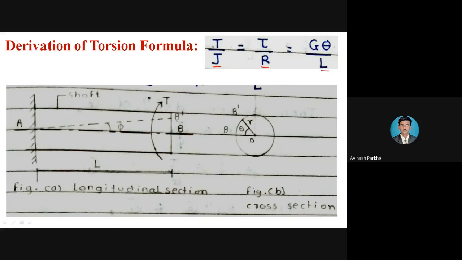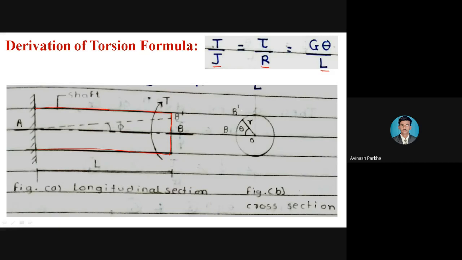So for this torsion formula we have to consider one figure. The figure in the sense we have to consider one shaft. Whatever the figure is in front of you, that figure represents one shaft. Let us consider one shaft. Maybe the figure is not properly visible, I will make it darker. Okay. So in that figure, let us consider one shaft. That shaft has radius R and length L.